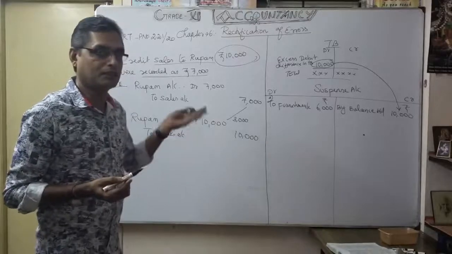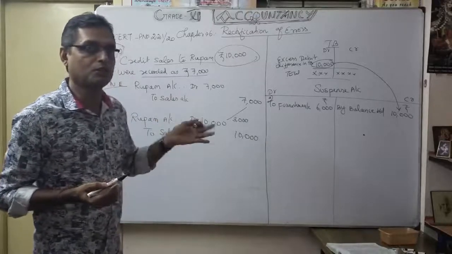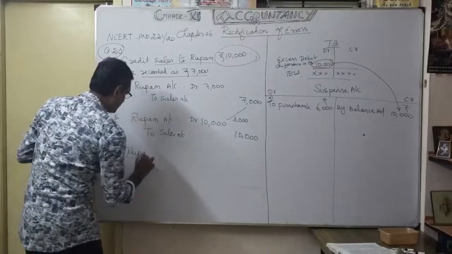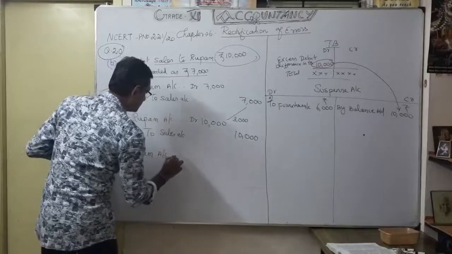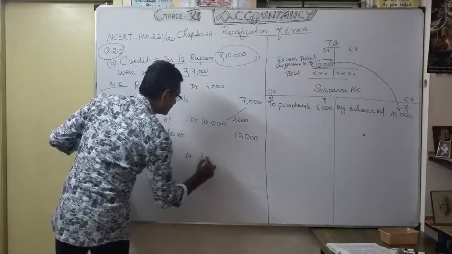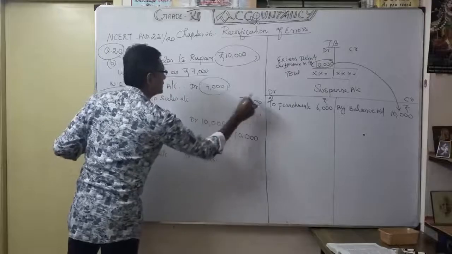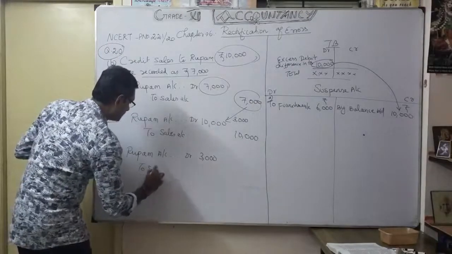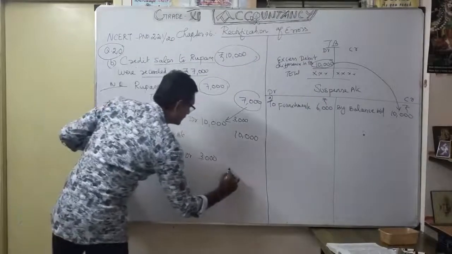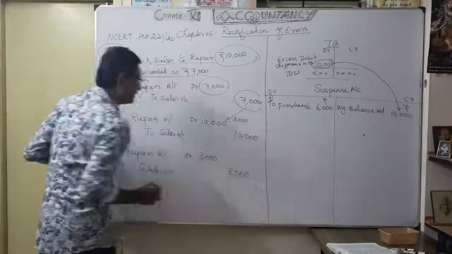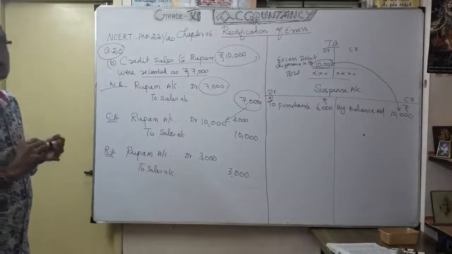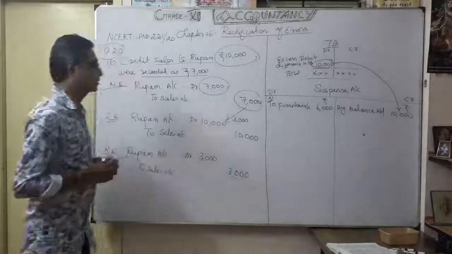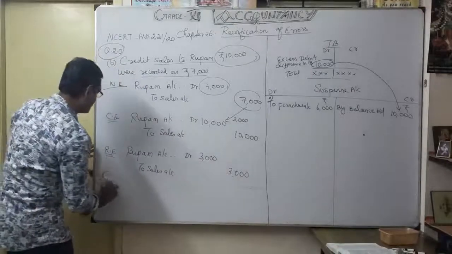Here the error is only the amount, not debit and credit. So the entry is the same as Reuben account. Reuben account, how much? 3,000, because of the difference. To sales account, understood now? Sales account 3,000. Now we are going to give the effect: Reuben account debit 3,000 to sales account 3,000. So what's the narration? Simple.